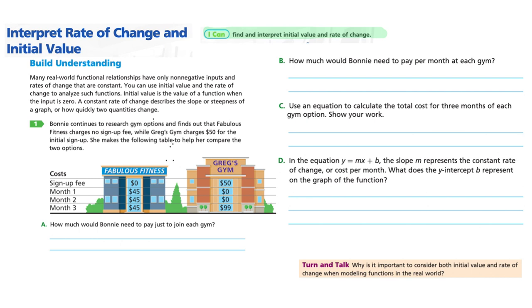All right, so let's look at interpret rate of change and initial value, the build understanding. Again, here's the I can statement over here. I can find and interpret initial value and rate of change. So this says many real-world functional relationships have only non-negative inputs and rates of change that are constant. You can use initial value and the rate of change to analyze such functions.